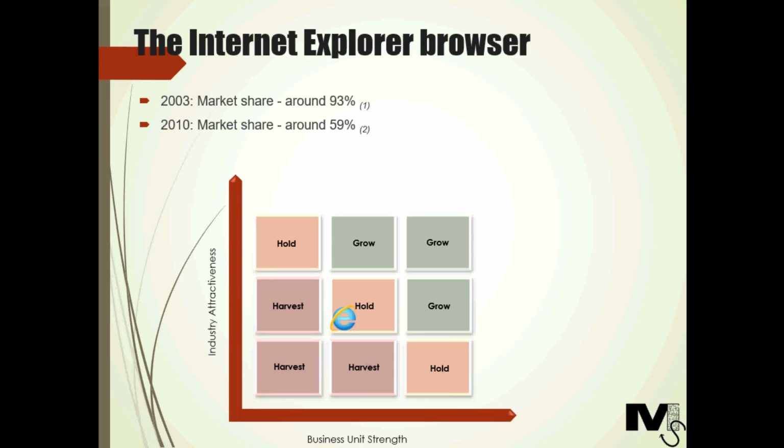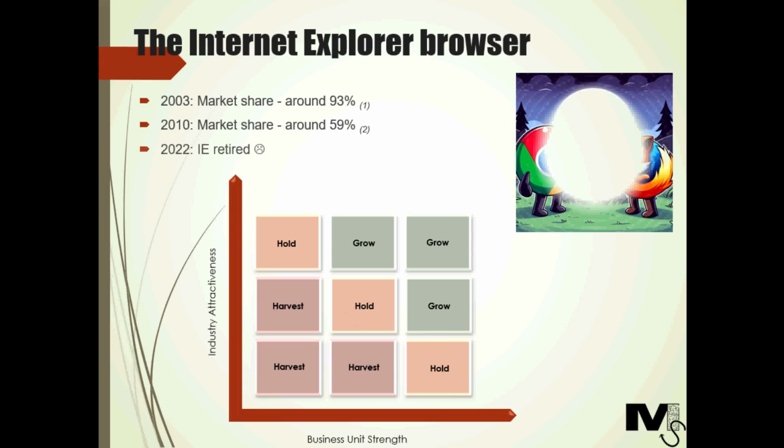section of the matrix. But the insurgence of other browsers like Chrome, Safari, and Firefox meant that the market share kept declining and IE sliding towards the harvest section of the matrix. This eventually led to Microsoft releasing the final version of IE in 2013, releasing a new browser in 2015, and eventually retiring IE completely in 2022.